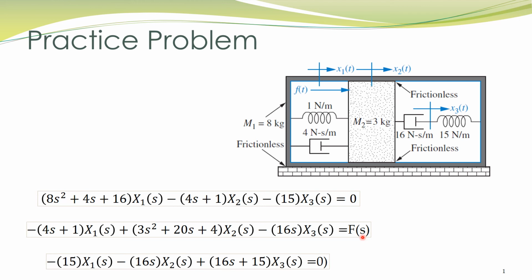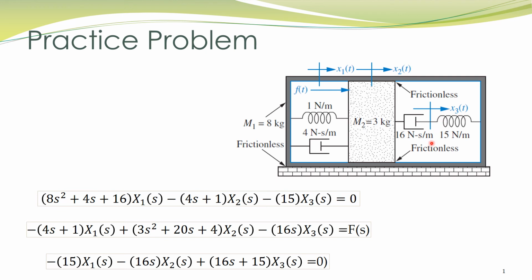In the third equation we have x3 multiplied by the sum of impedances which are connected to this displacement. That is, here is displacement x3, and here is one impedance which is connected with this displacement, and another impedance which is connected with this displacement. So 16s plus 15. X2 multiplied by a negative sign and the sum of the impedances which are common between x2 and x3, that is, which are connected with both x2 and x3.